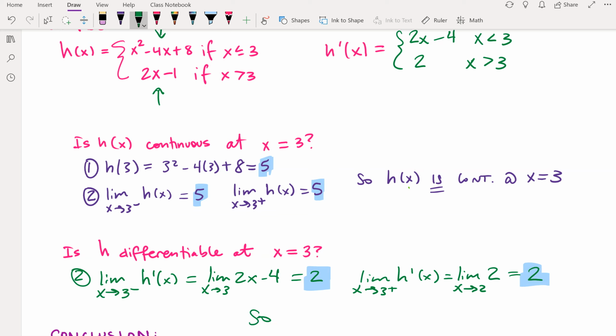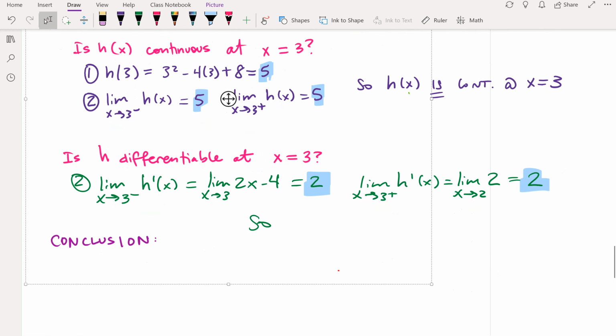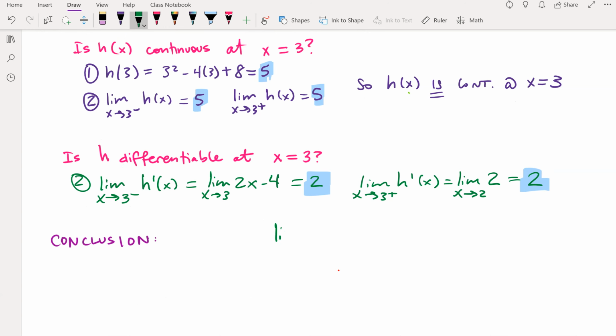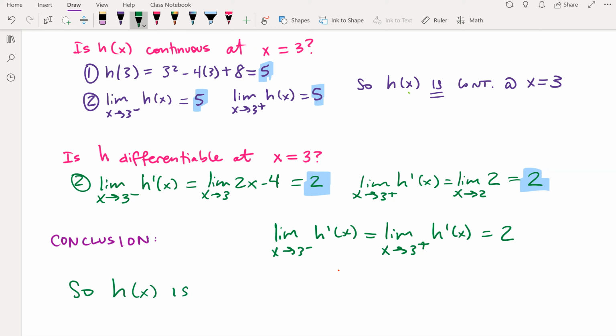So our conclusion, we could say the limit exists, right? We could say limit as x approaches 3 from the left of h prime of x equals the limit as x approaches 3 from the right of h prime of x, which equals 2. So h of x is differentiable at x equals 3. Yay!